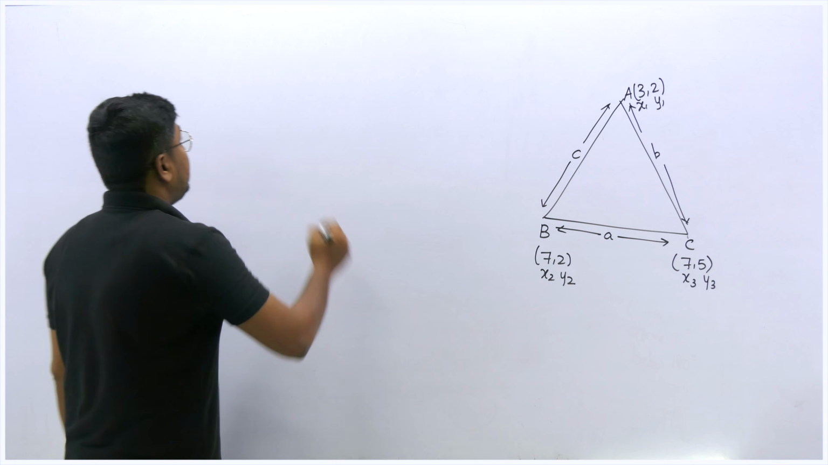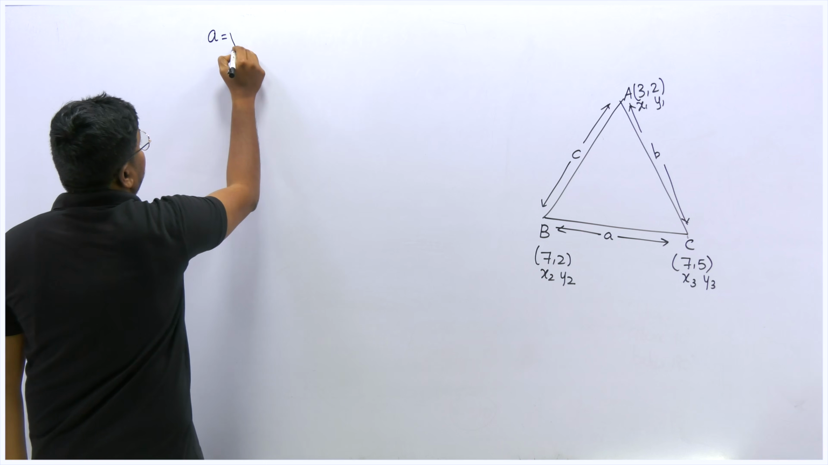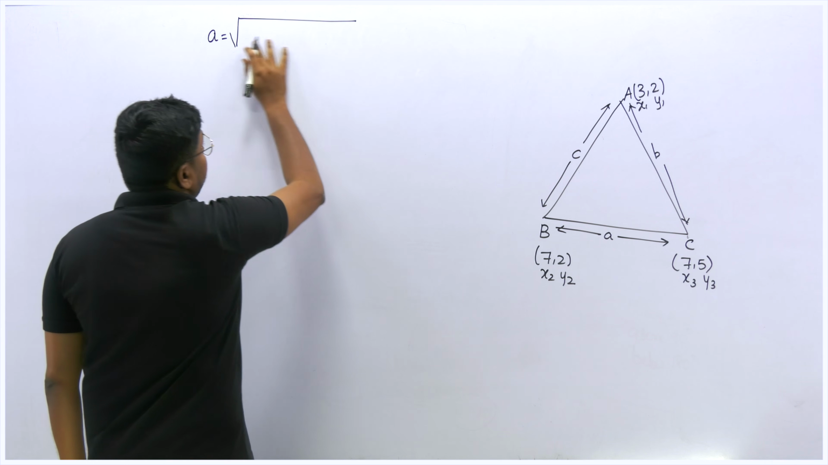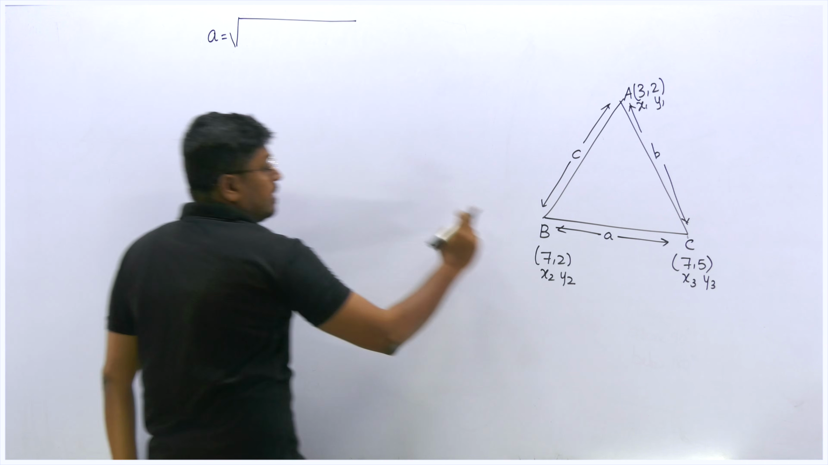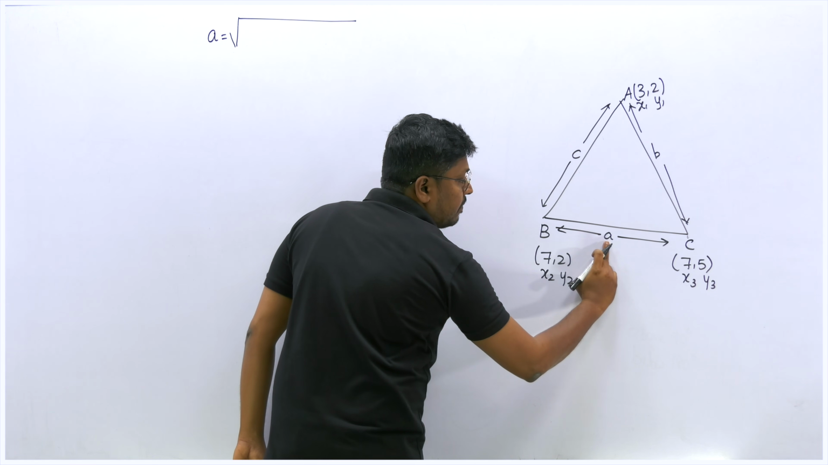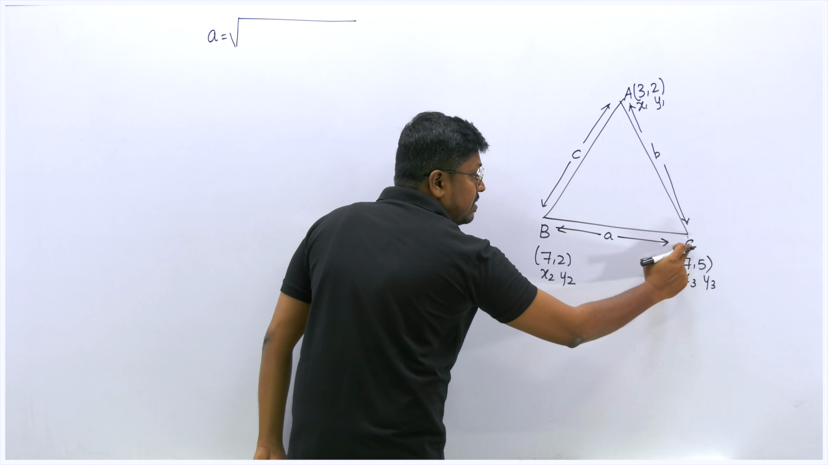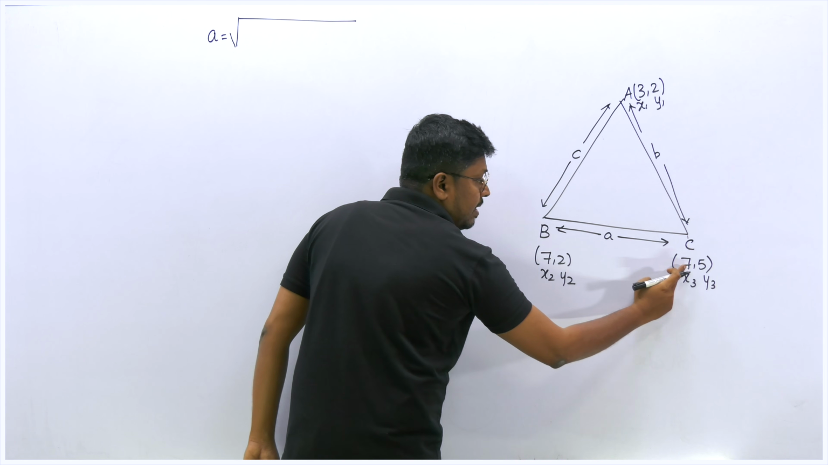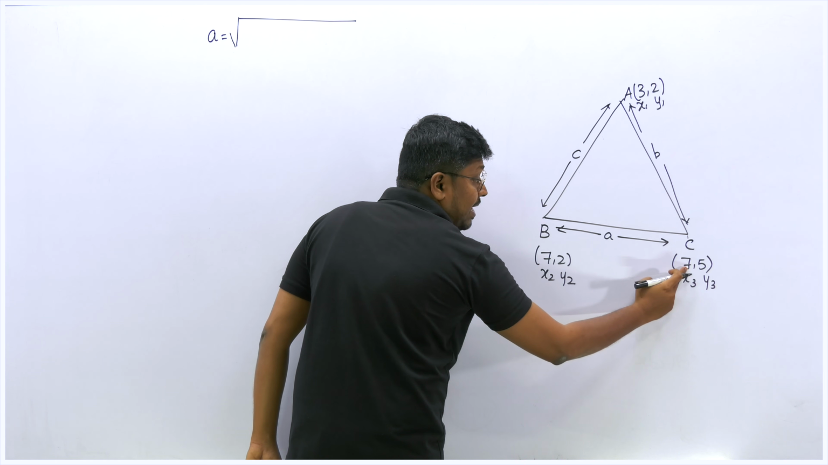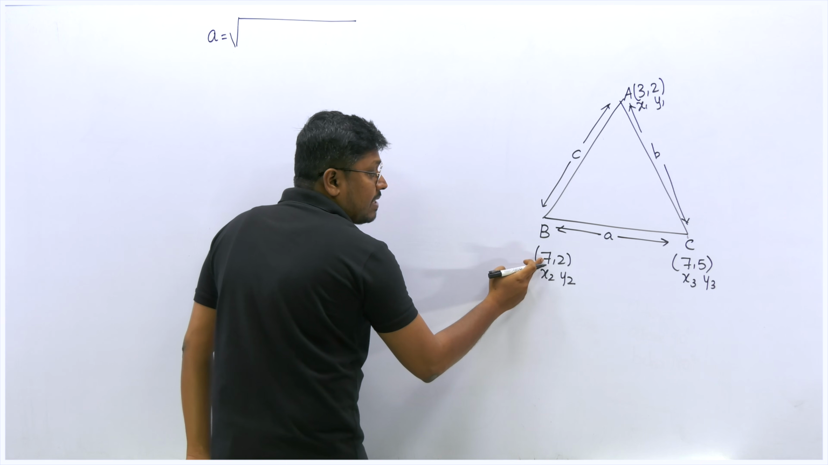Right? So now first let's find the value of a. So a is equal to the square root of... don't learn the formula, I taught you the technique, right? To find the value of a, it lies on the vertices B and C, right? So B and C, always go in reverse order, C to B. Here the C x value is 7, and B x value is 7.